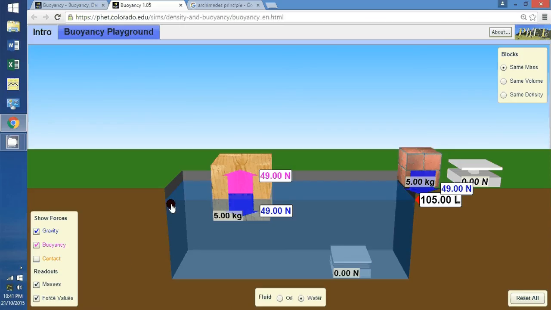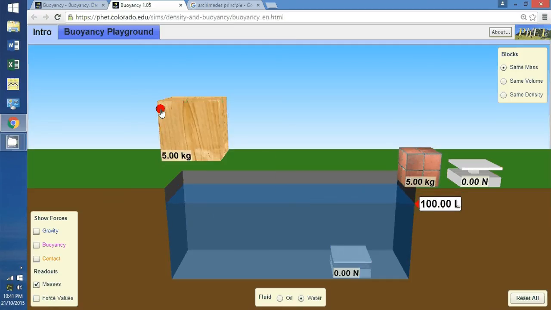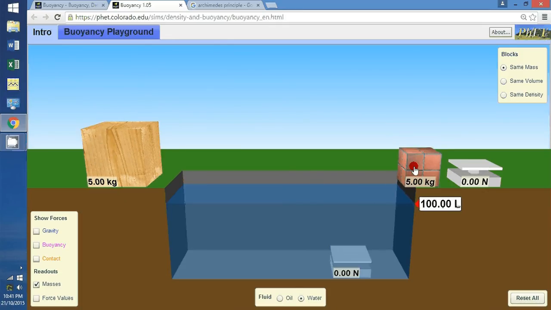Next I want to remove the force values and also the force arrows, so you can move that away. And now you put the second block in, which is the brick. In this case, you can see that the object sinks right down to the bottom. Now I wanted to do two things. First, I want to weigh this block in the air. So it's 49 newtons as well.